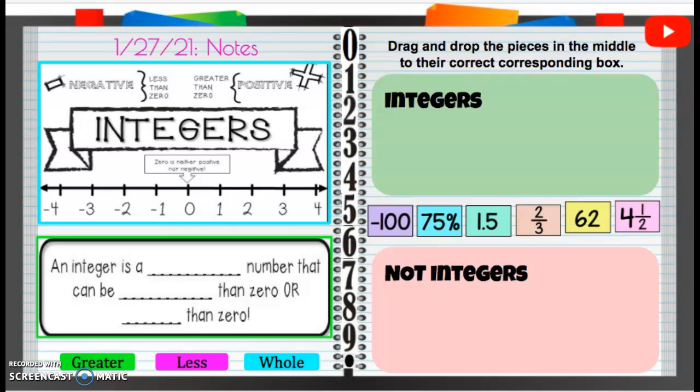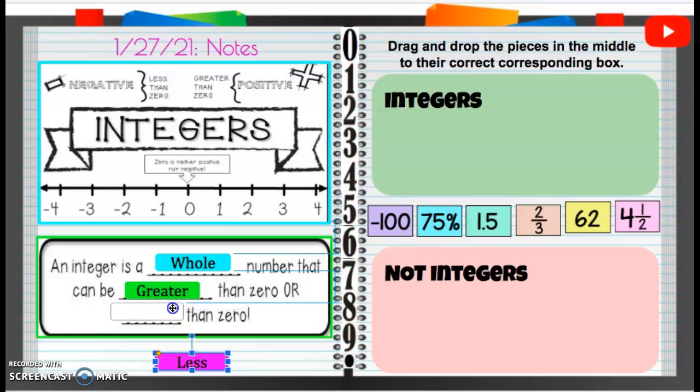January 27, 2021 notes. So we're going to talk about some integers. An integer is a whole number. So we're going to take this and drag it. A whole number that can be either greater than or less than 0, in any order. Remember, it's not going to be a decimal and it's not going to be a fraction.